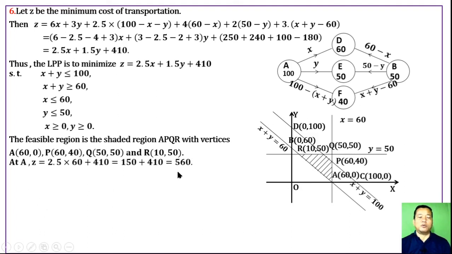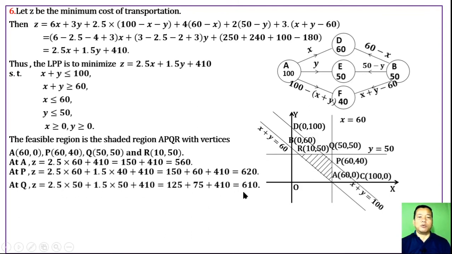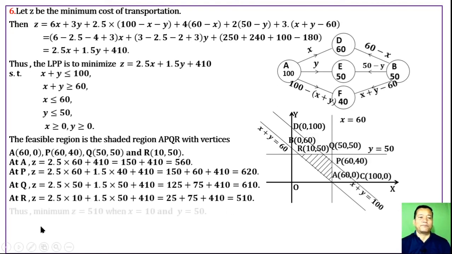At A, we put the coordinates x and y into the objective function to get the value of Z. Similarly at P, at Q, and at R we put in the values. The minimum value of Z is 510 when x is 10 and y is 50.